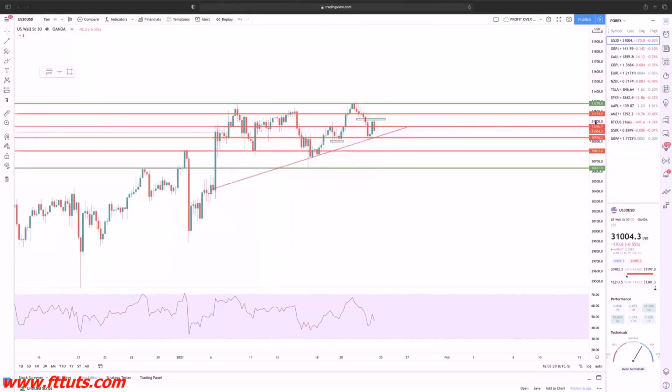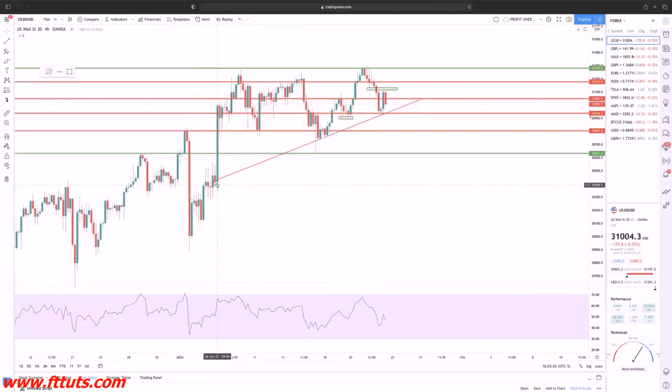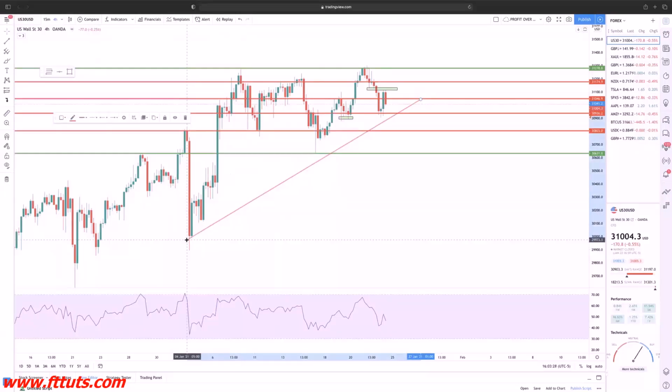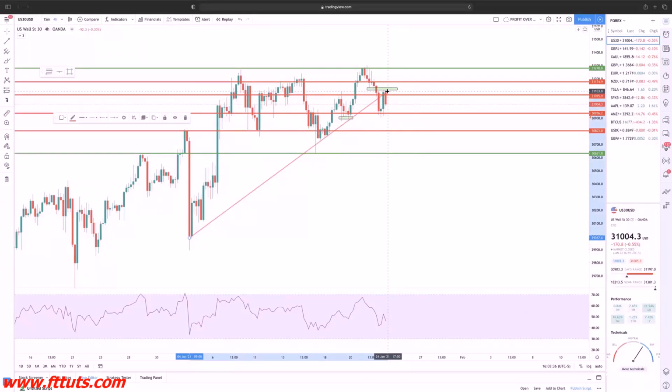Now, I drew the trend line from the bottom, from here, right there. So we're still on there. Yeah, we're still on there though.